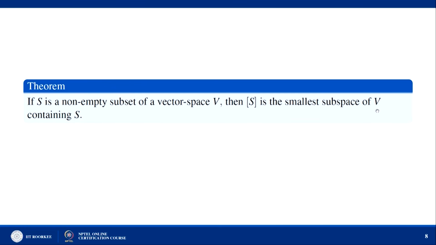So, let us try to prove this. What is S? S is simply u1, u2 up to un, a subset of V. All ui's are from V. What is the span of S? It is all those u such that u is alpha 1 u1 plus alpha 2 u2 and so on up to alpha n un, such that alpha i belongs to the field for all i.